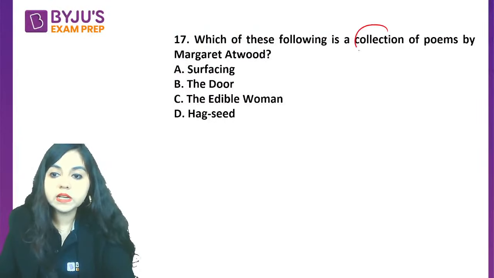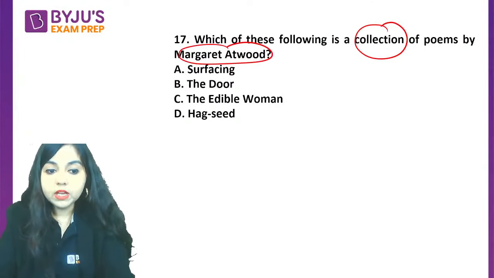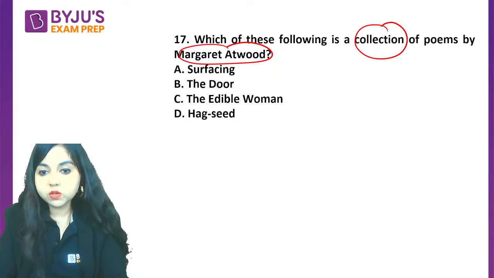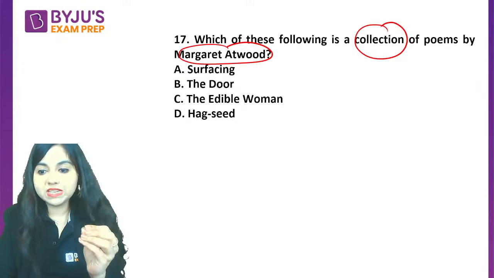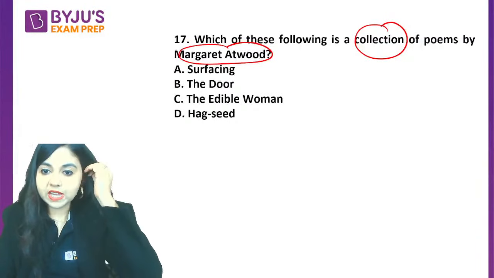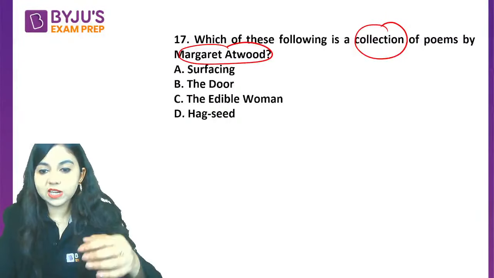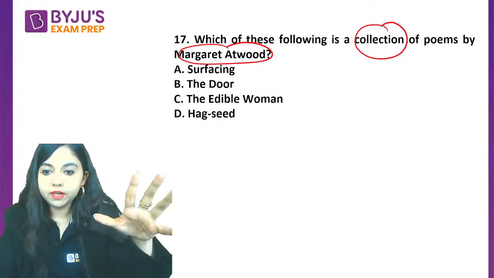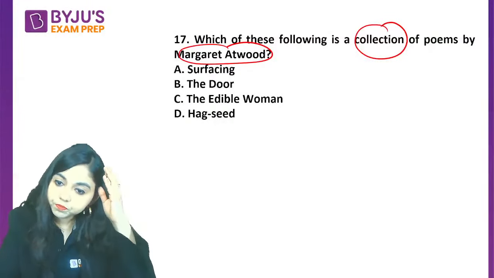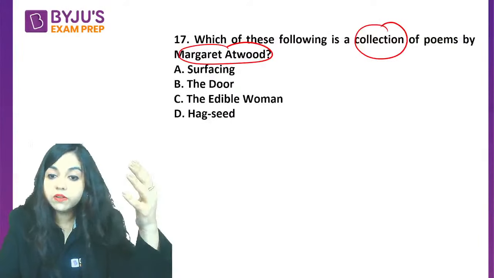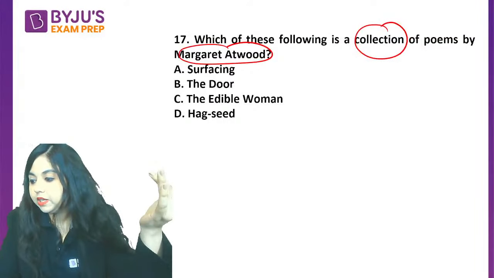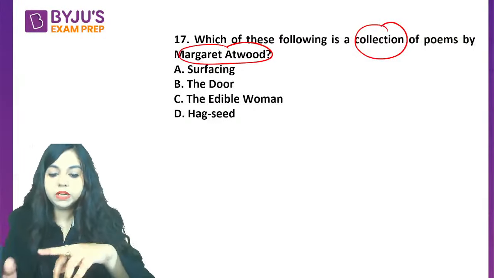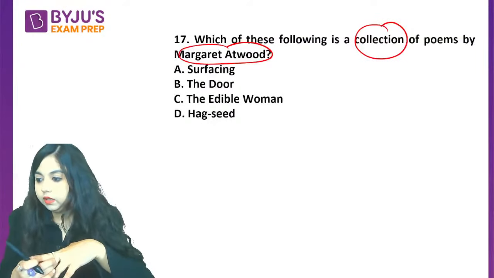Which of the following is a collection of poems by Margaret Atwood? Margaret Atwood is also associated with poetry writing. It's divided into 5 sections telling you about old age, approaching mortality, authorial popularity, the craft of writing. Also, environmental issues are being considered.